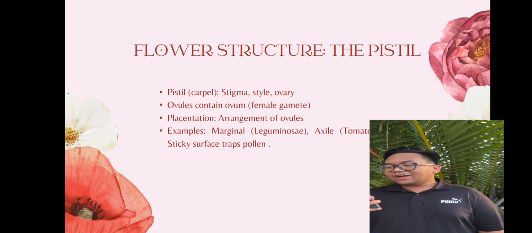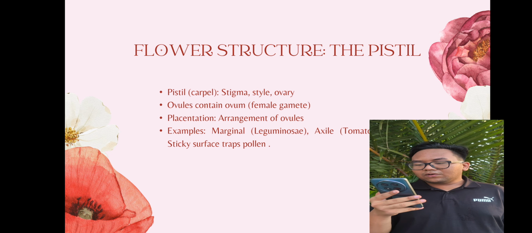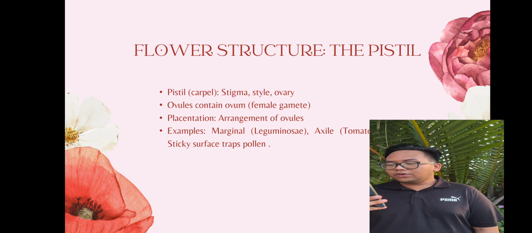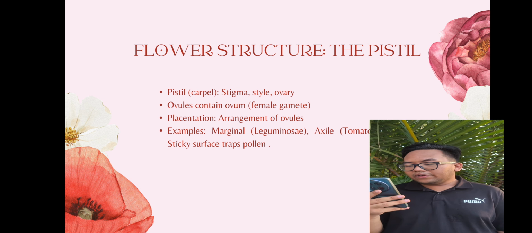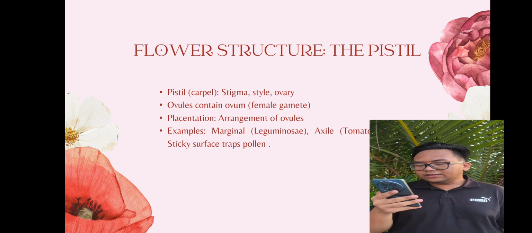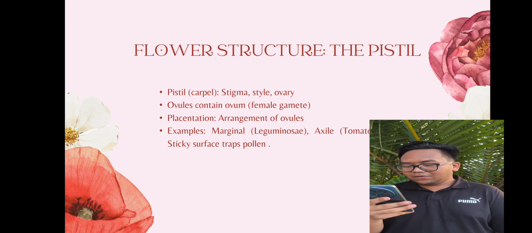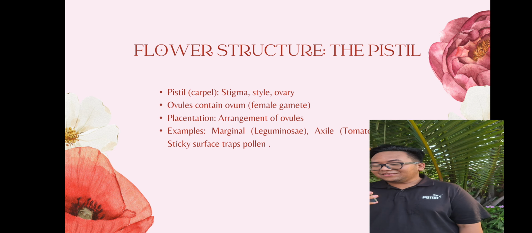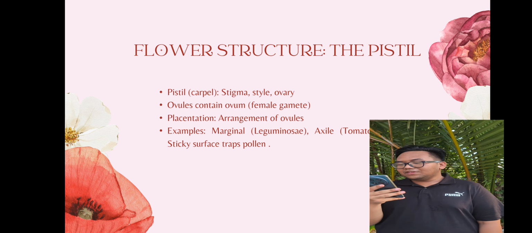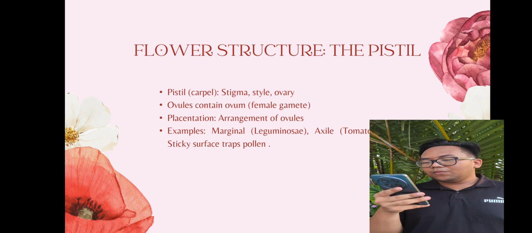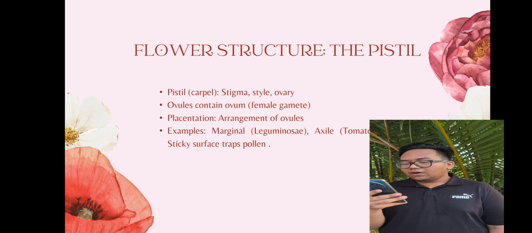The pistil, or carpel, is the flower's female organ, with a sticky stigma for pollen, a style connecting to the ovary, and ovules inside holding the ovum. The ovule arrangement, called placentation, varies, like marginal in peas or axile in tomato. More on that soon.